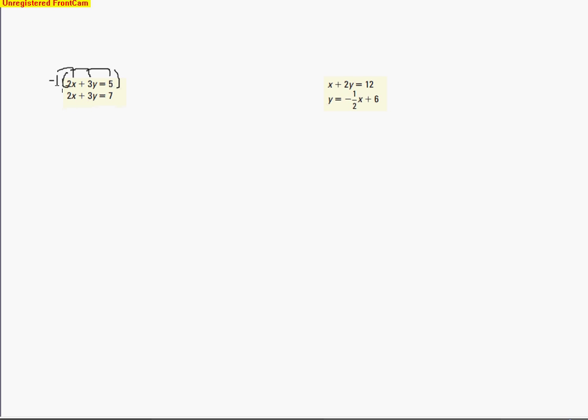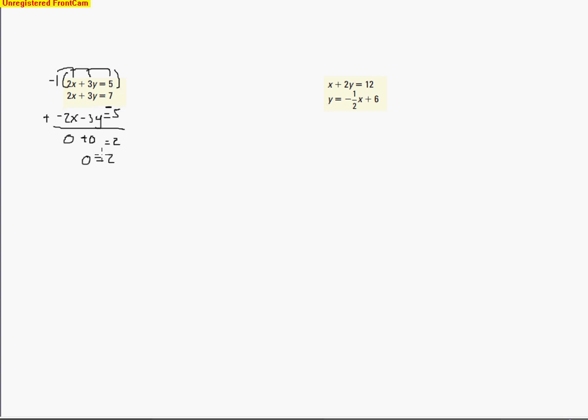So I'm going to multiply that top equation by -1. Now watch what happens. All the signs switch. And so when I go ahead and add these together, the 2x and the -2x make 0. The 3y and the -3y make 0. And I end up getting +2 when I add 7 and -5. So I'm left with 0 equals 2.